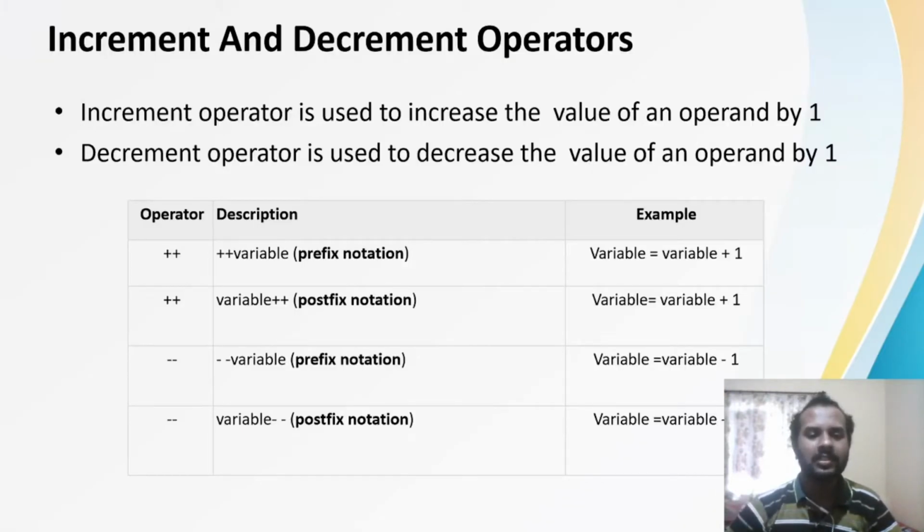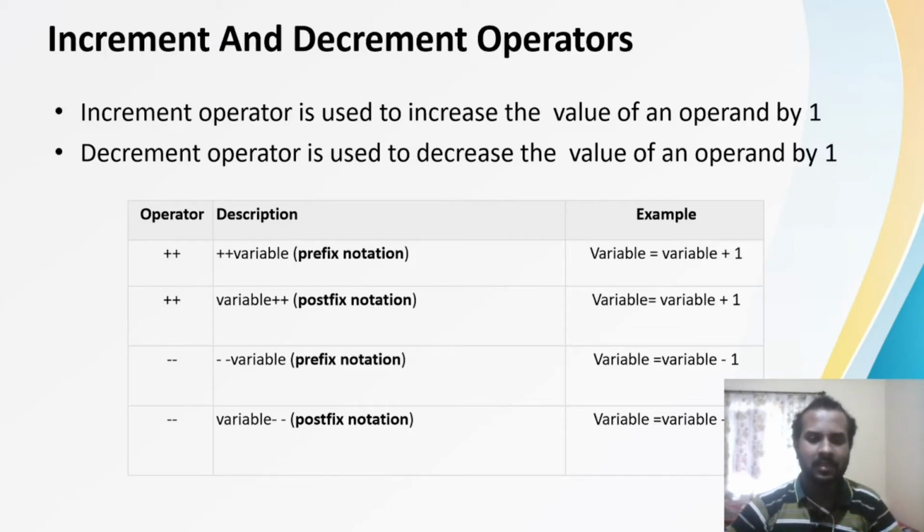The next operator is the increment and decrement operator. The increment operator is used to increase the value of the operand by 1, and the decrement operator is used to decrease the value of the operand by 1. Here we are going to have two concepts, that is prefix and postfix.